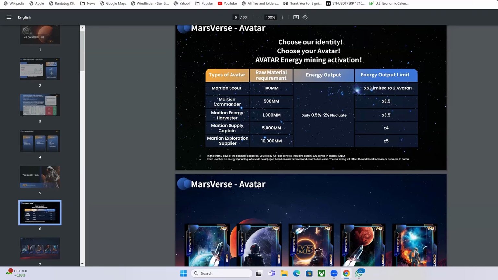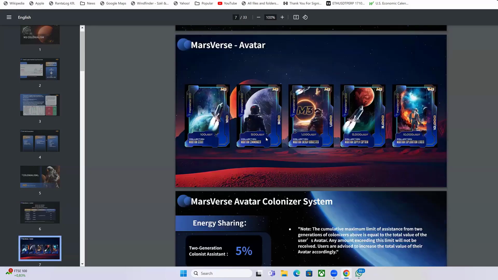Also each and every avatar has an energy output limit. You can see with a 100 avatar, you have 5 times. So when it reaches 500, which in this world is called the energy output limit, it stops producing more. The 1,000 avatar has a 3.5 times exit value energy output, the 5,000 has 4 times, and the 10K has 5 times. This is important for how this part comes together, because you purchase an avatar, and every day you have an energy output between 0.5 and 2% on a daily basis. And out of this one, let me go to this slide.